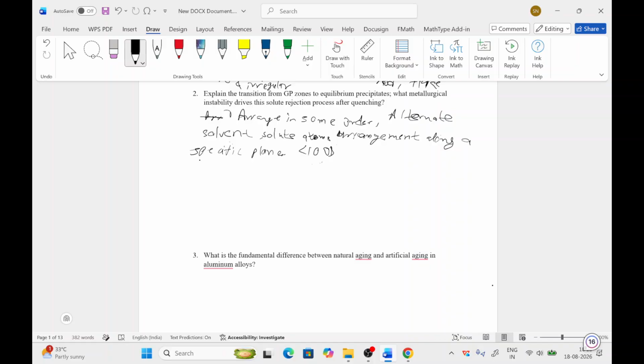So first we can write supersaturated solid solution. Then it forms GP zones. A GP zone is the arrangement of solvent and solute atoms along a specific plane, and after that, as it grows, we can call it GP1, and with growth it transforms into GP2, in which its thickness and diameter increase.